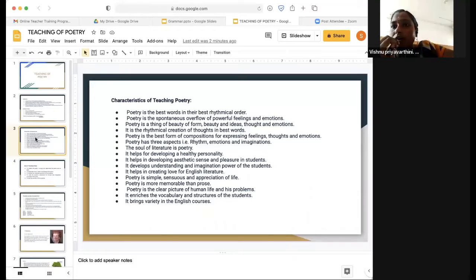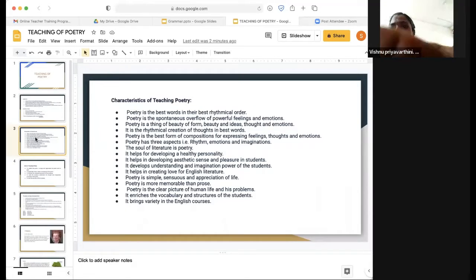It helps in creating love for English literature. Poetry is simple, sensuous, and appreciation of life. Poetry is more memorable than prose. Poetry is the clear picture of human life and its problems. It enriches the vocabulary and structure of the students. It brings variety in the English.